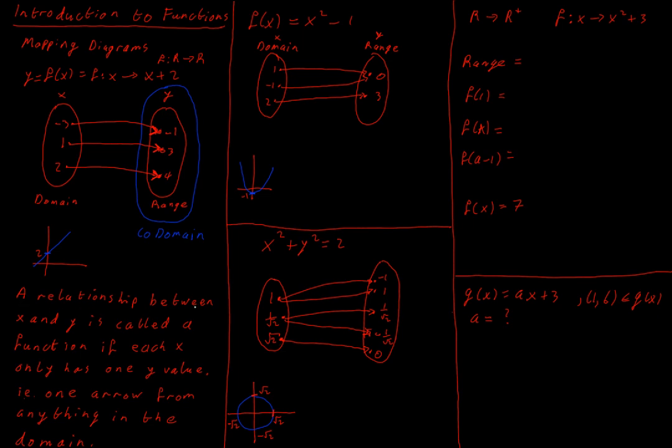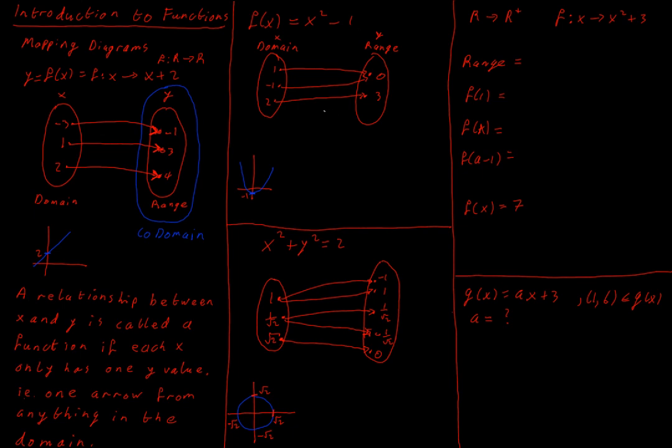A relationship between x and y is called a function if each x has only one y value, i.e. one arrow from anything in the domain. That's our definition of a function, and it's important that we know that there's a restriction on the types of relationships that we would call a function, because we're going to go into more depth on types of functions fairly soon. Now, let's get a little bit closer to exam type questions now that we have a lot of our definitions discussed.